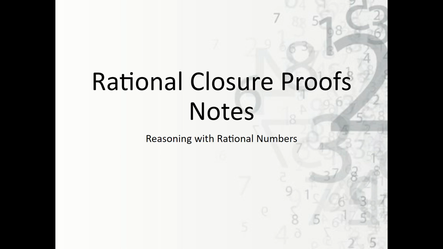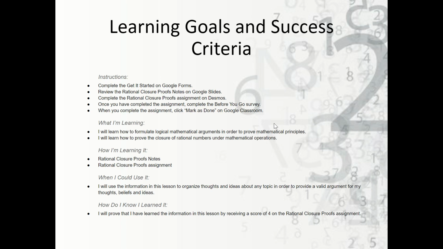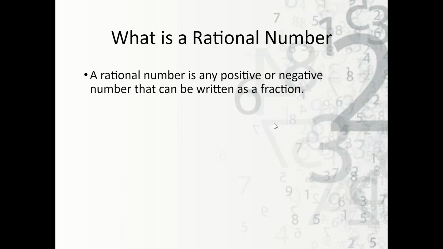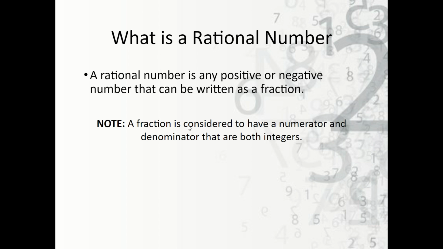Let's take a look now at the rational closure proofs notes. Our notes begin with the learning goals and success criteria. Now, what is a rational number? A rational number is any positive or negative number that can be written as a fraction. Notice that a fraction is considered to have both a numerator and denominator that are integers.